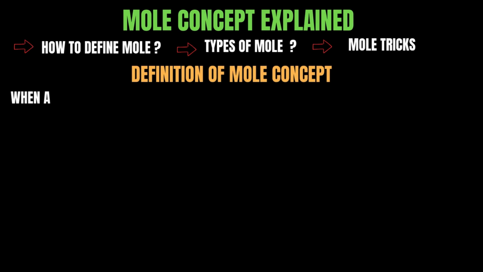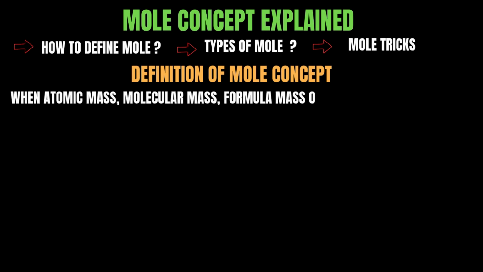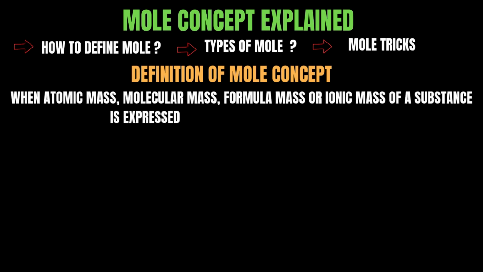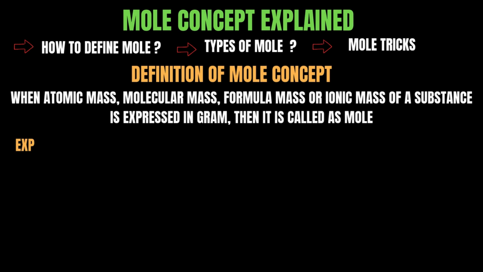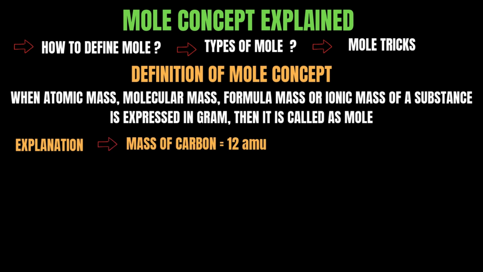Keep in mind, when atomic mass, molecular mass, formula mass, or ionic mass of a substance is expressed in gram, then it is called as mole. Now, let's understand this definition in simple words. As we know, the mass of carbon is 12 AMU. Here, AMU means atomic mass unit.